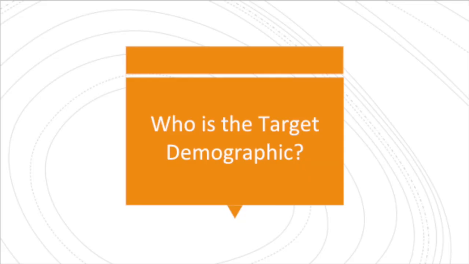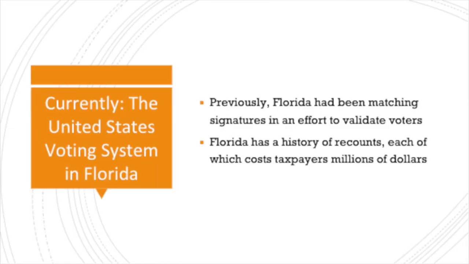So, who is the target demographic for this proposal? We're focusing on Florida for two main reasons. First, they've already made efforts to fight against voter fraud, which the blockchain will help with. And second, they know the logistical pains of election recounts. According to an article on ABC, at least 8 million Florida ballots were recounted 3 times, with an estimate of total cost being $10 million.